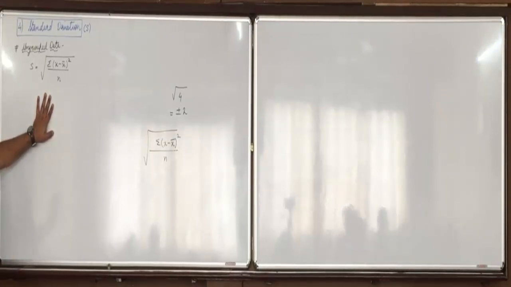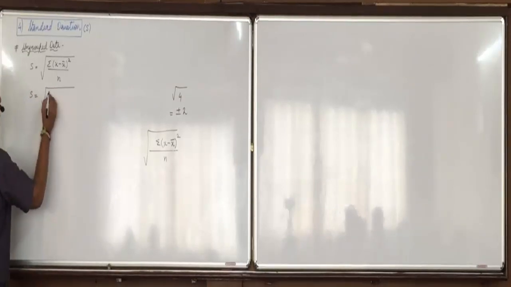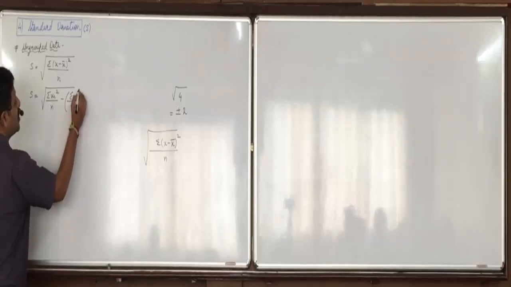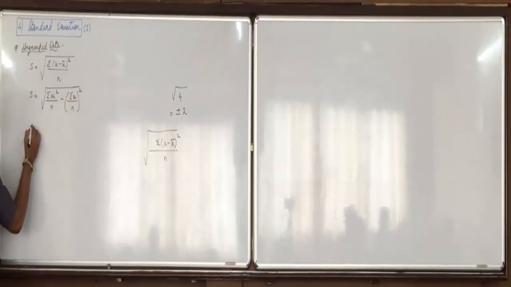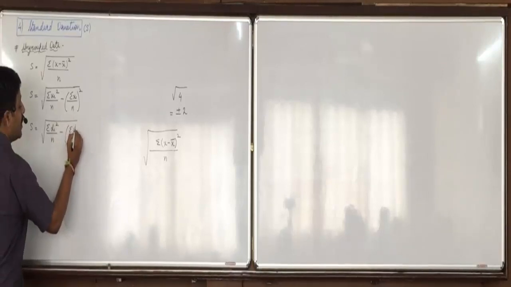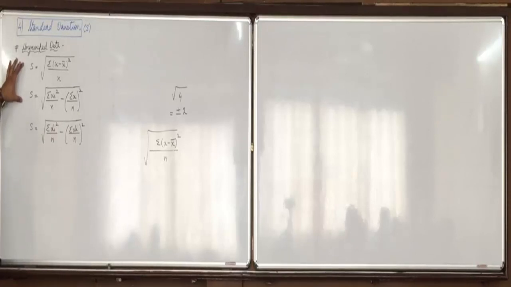Now, as I said, there are total 9 formulas. The other one is square root of sigma xi square upon n minus sigma xi upon n whole square. And the third one is square root of sigma di square upon n minus sigma di upon n whole square. These two are direct method and this is short method. Second formula is derived and reduced from the first one.